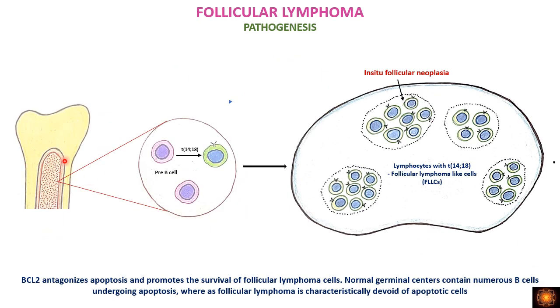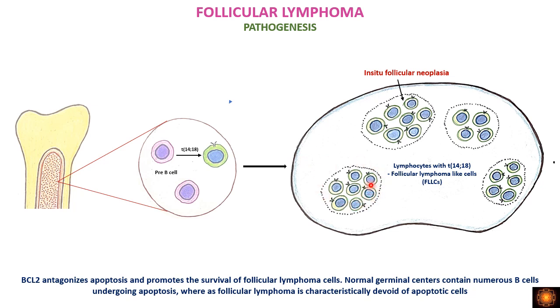Now, from the bone marrow, the pre-B cells will be transformed into the centroblasts. Now, these centroblasts which are formed already have this translocation. But as I told you, only this BCL2 translocation is not sufficient to produce the follicular lymphoma. So, the cells with this translocation, we call them follicular lymphoma-like cells. They behave like precursor cells. So these follicular lymphoma-like cells, after entering into the lymph node, populate the germinal center.